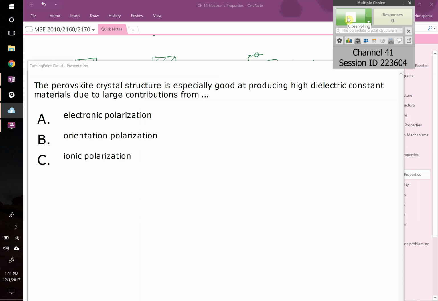All right, the perovskite crystal structure is an especially good material for making high dielectric constants because it has large contributions from which of the following: electronic polarization, orientation polarization, or ionic polarization.